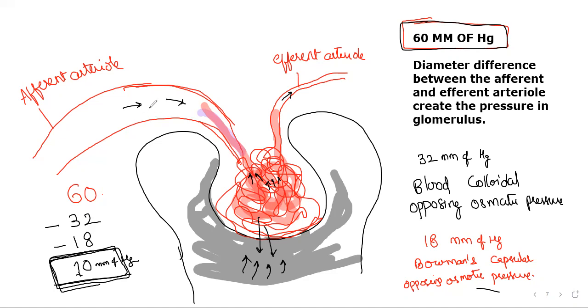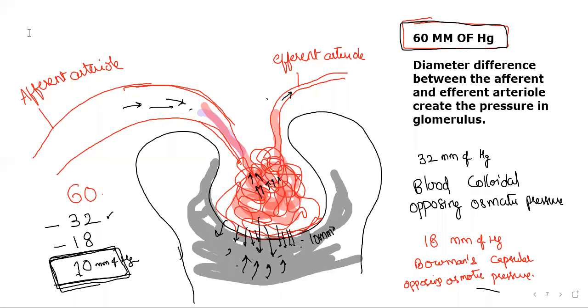So that means diameter difference created pressure is 60. With that 60, you are trying to push down, they push up. How much pressure can they create? 32. So you are trying to make the filtration of the material, so they also oppose. How much do they oppose? 18. Then what is the net pressure? 10 mm of Hg. That 10 mm of Hg makes the filtration of the excretory wastes.